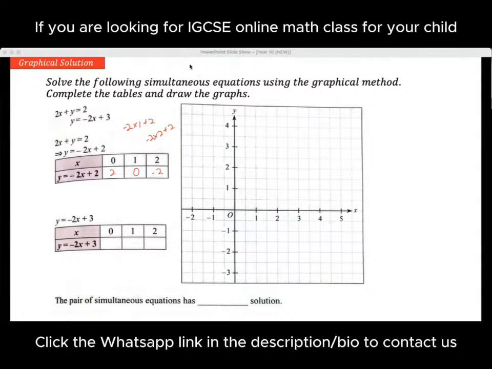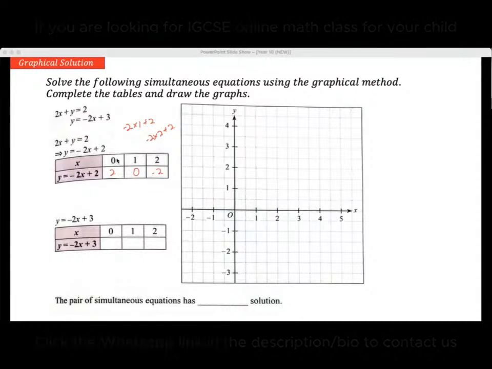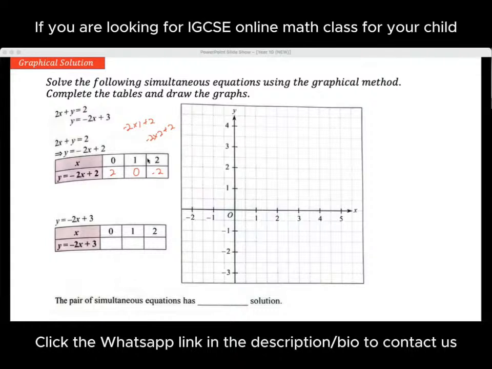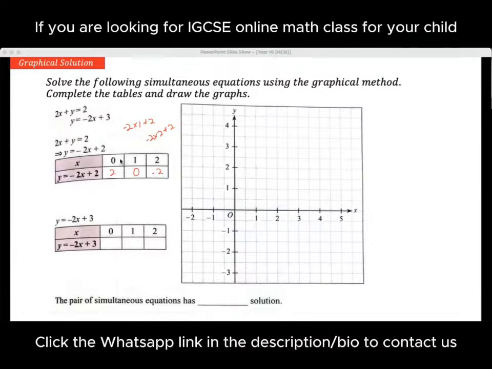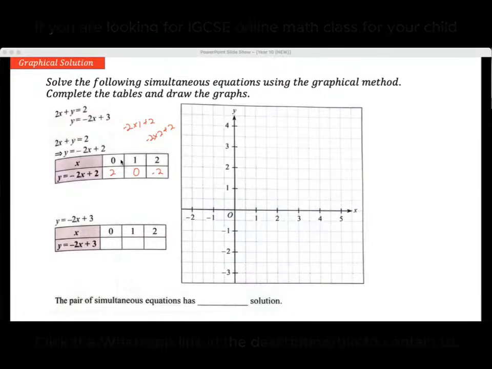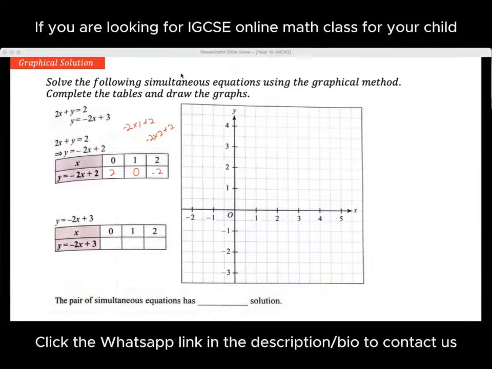Actually, this 0, 1, 2 depends on you. Sometimes it can be negative 2, negative 1, negative 3, it depends on the questions. Sometimes you'll be given the values in the question, sometimes the question will not give you.